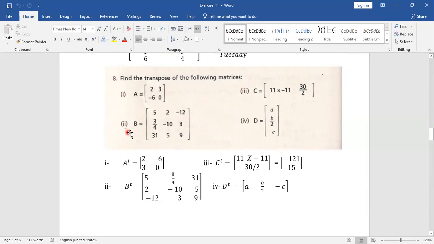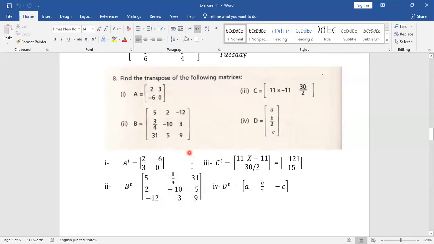Another part: 5, 2, minus 12, 3 by 4, minus 10, 3, 31, 5, 9. Now this is B, and the transpose of B is how to change the row into column. This is the first row. The first row will be the first column. The second row will be the second column. The third row will be the third column. 5, 2, minus 12. 3 by 4, minus 10 and 3.